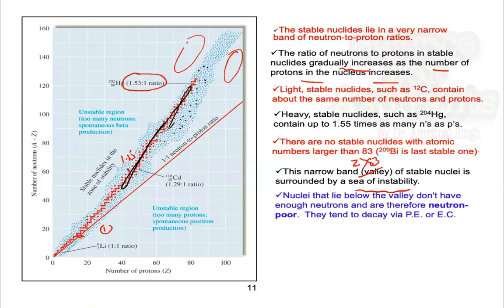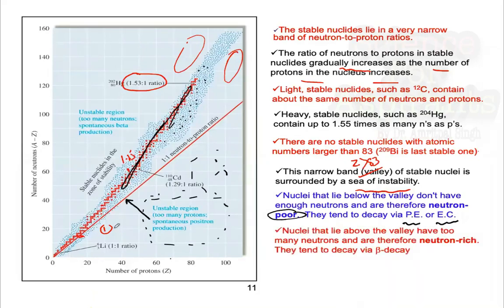So nuclei that lie below this valley don't have enough neutrons, and therefore they are known as neutron poor. They tend to decay by positron emission or electron capture. So all those atoms or nuclei which lie below this stability band have more protons as compared to neutrons, and they are generally known as neutron poor nuclei, and they undergo positron emission or electron capture. By doing so, they are trying to move closer toward this stability belt.